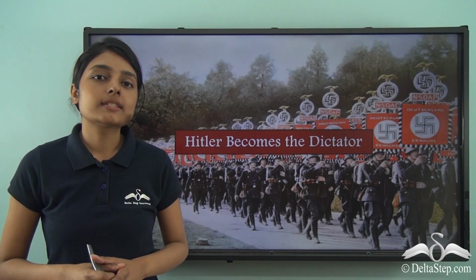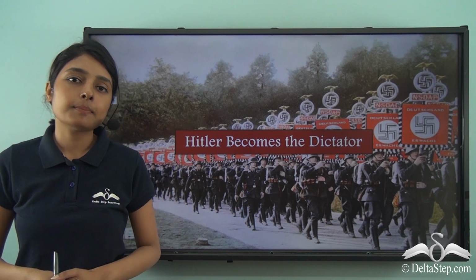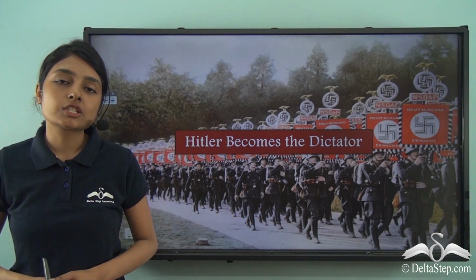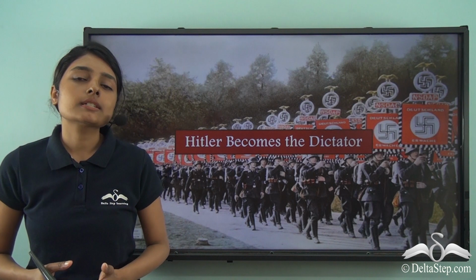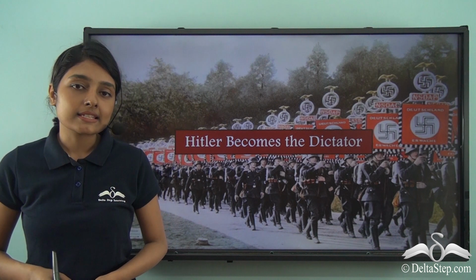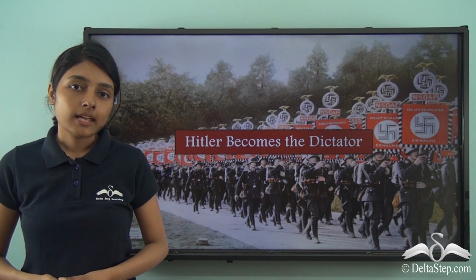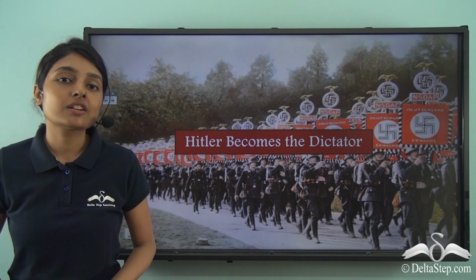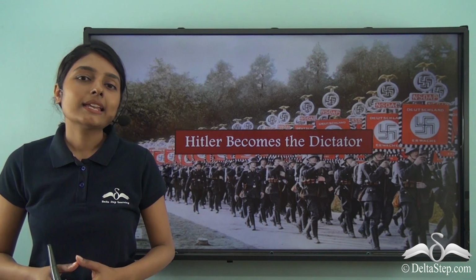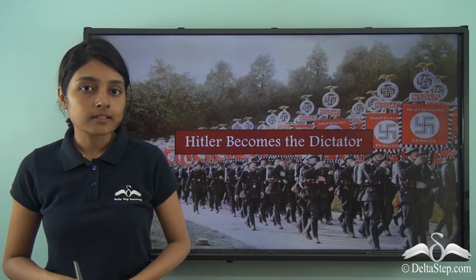In our last lesson, we discussed at great length how Hitler rose to power, how Hitler's Nazi party became very popular and prominent among the Germans in the interwar period. We also learned how Hitler was able to make use of the economic and political crisis that Germany was enmeshed in during the interwar period. Now the stage was set for Hitler to assume power as the dictator of Germany. Well, in this lesson we will be focusing on how Hitler became the dictator.